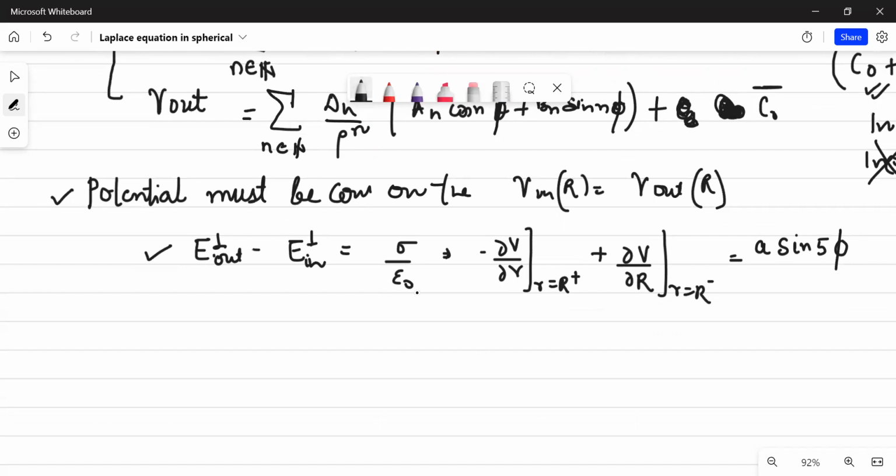Meanwhile, I'm leaving you with this particular problem. I have given you ample hints. Just go and visit these hints, put all these values here and try to find an and bn, and you will be able to figure out what the potential is. Okay. So I hope it is clear. I'll meet you tomorrow. Thank you, sir.